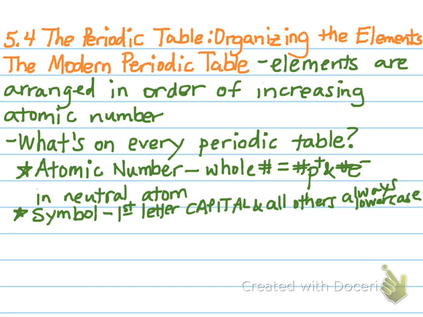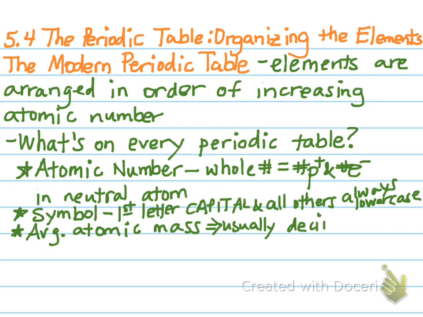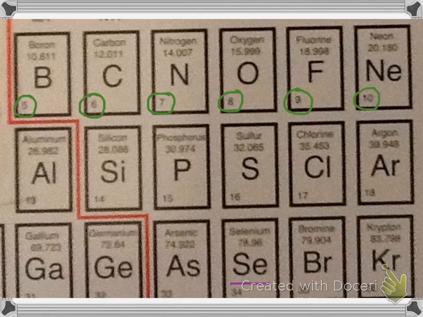Another thing that's on all periodic tables is the average atomic mass, which is usually a decimal number. Most periodic tables do have a key on them, but let's say you're looking at a periodic table and can't see the key, like in this one. I'm going to know which number is my average atomic mass because it's my big, long decimal number. In this case, it happens to be underneath the element's name.